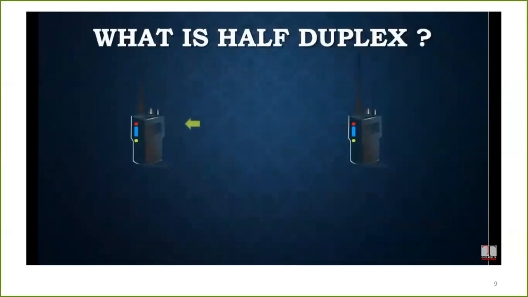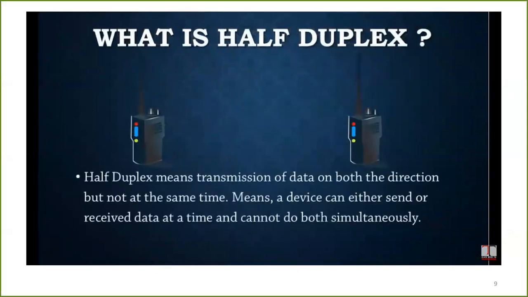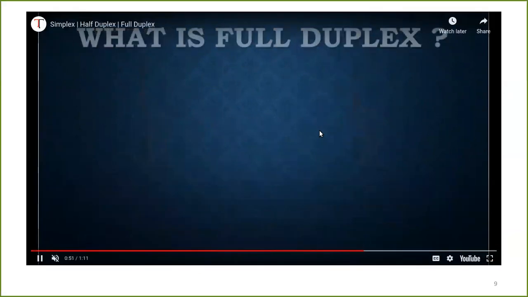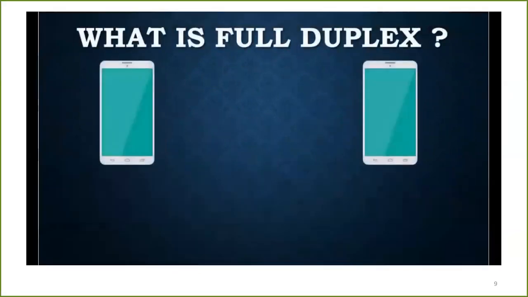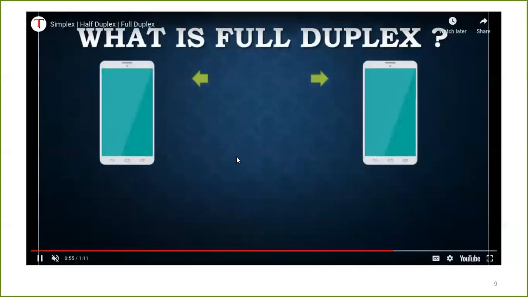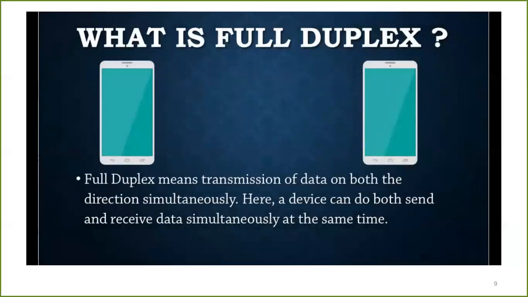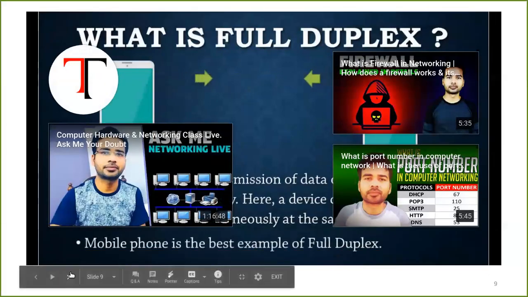Next, coming to half duplex. In half duplex, the data can be transmitted or received but cannot do both simultaneously. A very good example is a walkie-talkie. Next is full duplex. In full duplex, the data can be transmitted and received simultaneously, at the same time, which is called full duplex. A very good example is a telephone or a mobile phone.